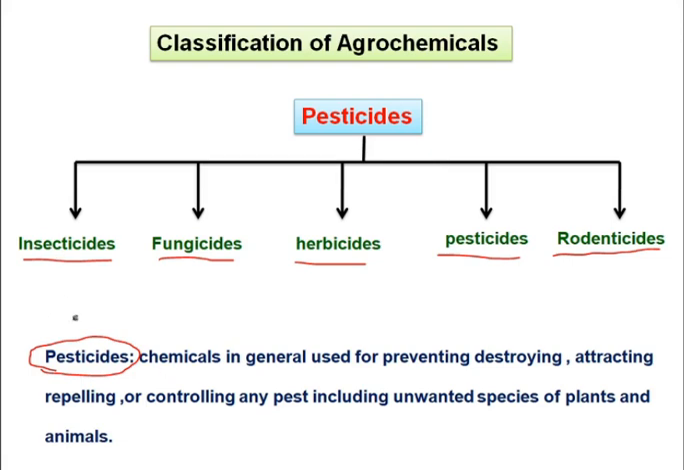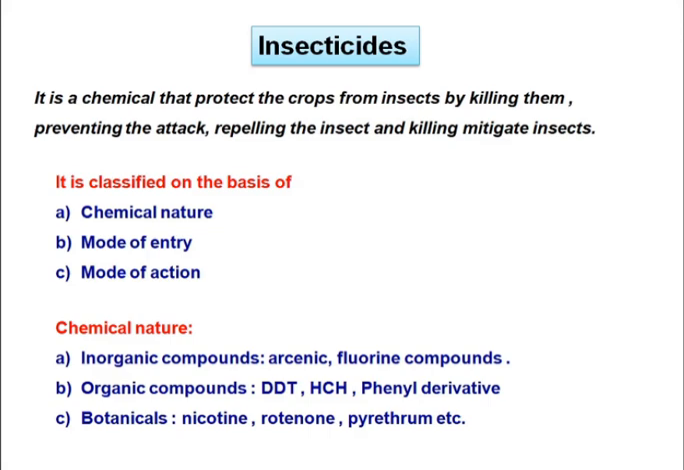The first type we have seen is insecticides. Insecticides are the chemicals which are used to protect the crops from insects by killing them, as well as repelling the insects and killing or mitigating insects. This is called insecticides. Insecticides are classified on the basis of their nature. First is the chemical nature, second one is mode of entry, and third one is mode of action.